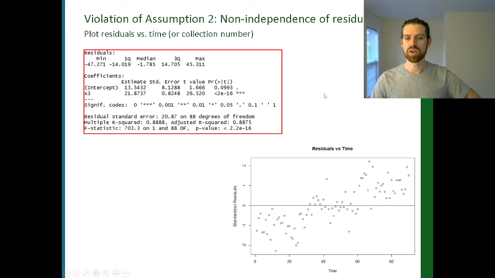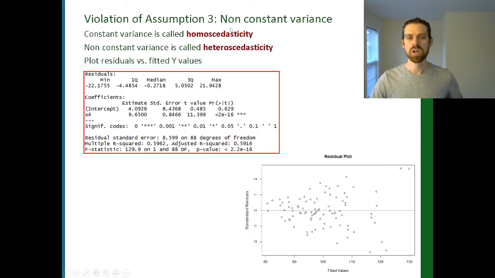We could also have non-independent residuals. For example, here over time we have on the x-axis an increase in the standardized residuals. They go from negative to positive, which means that there's some sort of autotemporal correlation, unfortunately, which means that we're not able to meet the assumptions for the model. We could also have non-constant variance. So here we have the fitted values and the standardized residuals, and basically this funneling out of these data points.